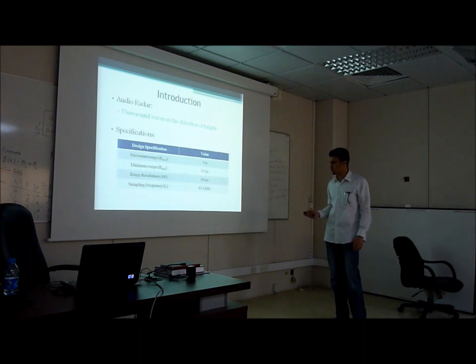The minimum range is 50 centimeters. The range resolution is 10 centimeters. So if the targets are 12 centimeters apart, they will be seen as 2 targets. If they are 8 centimeters, they will be seen as one target. Sampling frequency is 44.1 kilohertz.